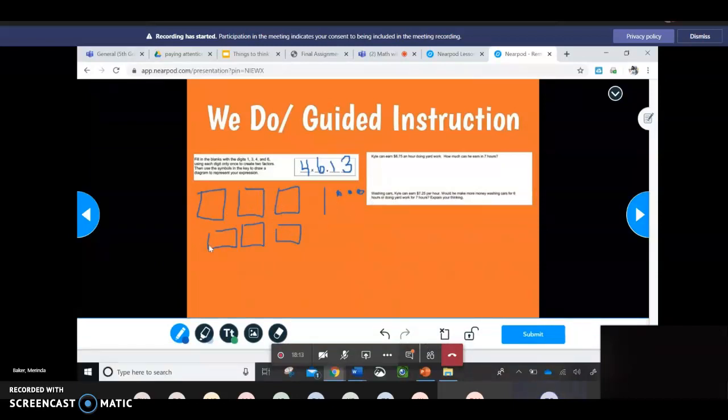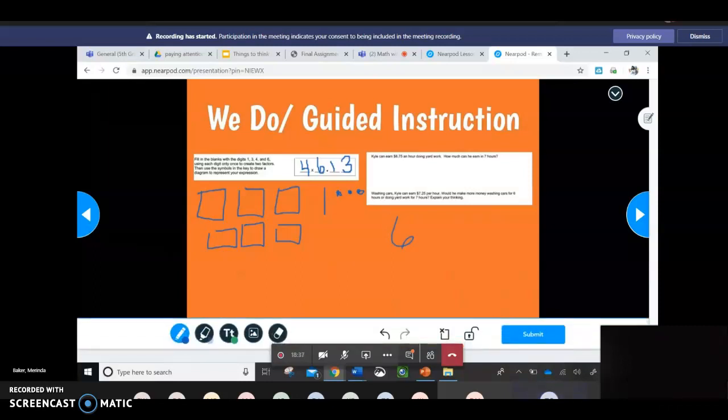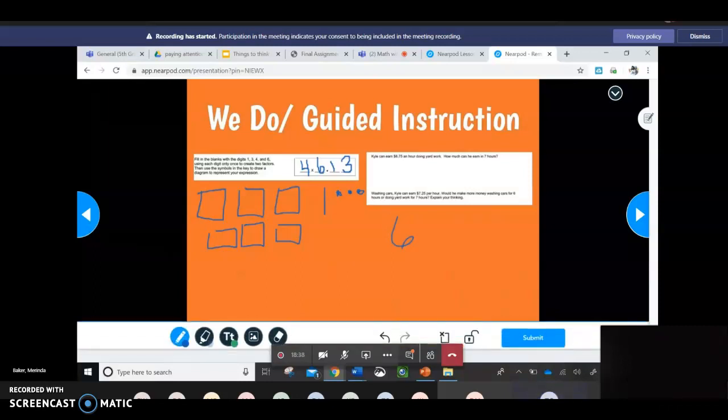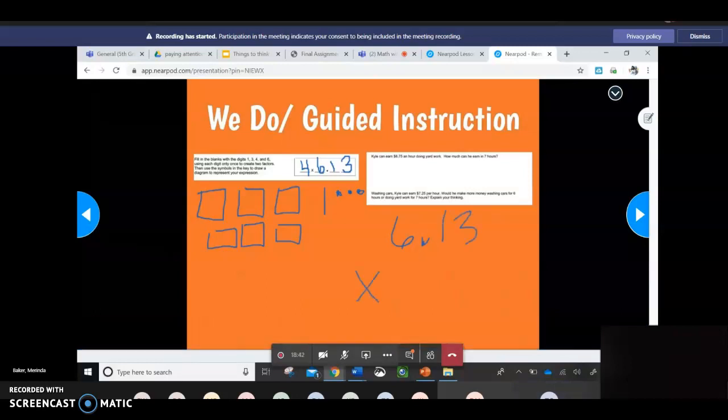So we would have to draw this out 4 times for 4 groups. But because of our time today, and because we still have to get to the lesson, I just want you all to remember how to draw out your flats, rods, and cubes. So we're going to use the standard algorithm to help us solve this problem. Remember, I usually put my decimal on top. So 6 and 13 hundredths times 4.